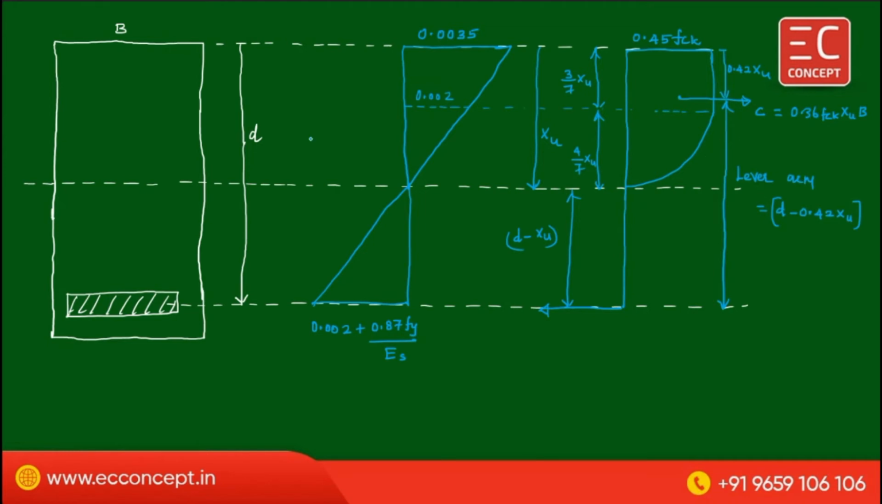So these are some of the important things in the stress-strain curve. Under the cross section, this is the cross section, how the stress is varying, how the strain is varying. All of these are as per IS 456:2000. Understood? Okay.